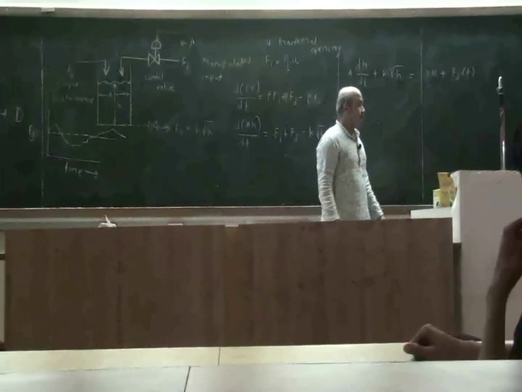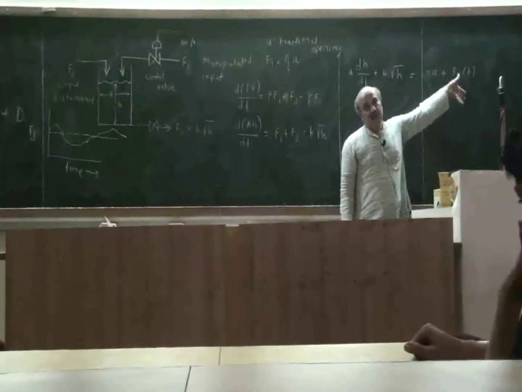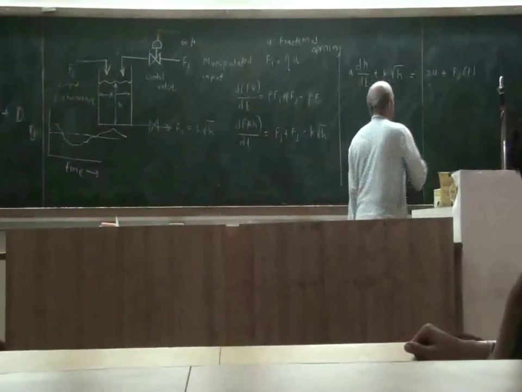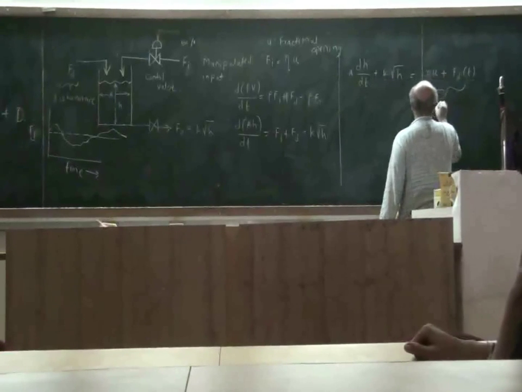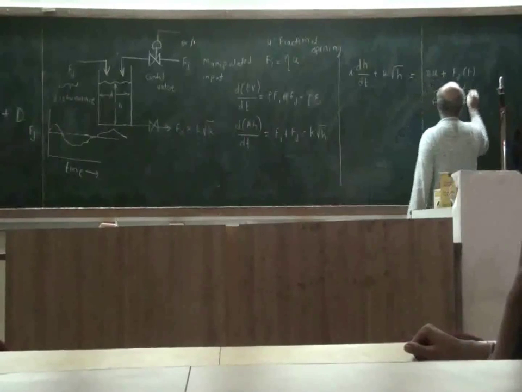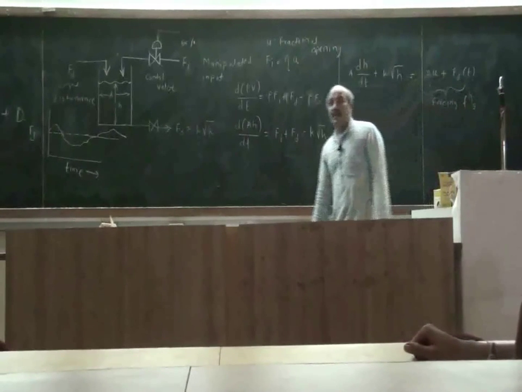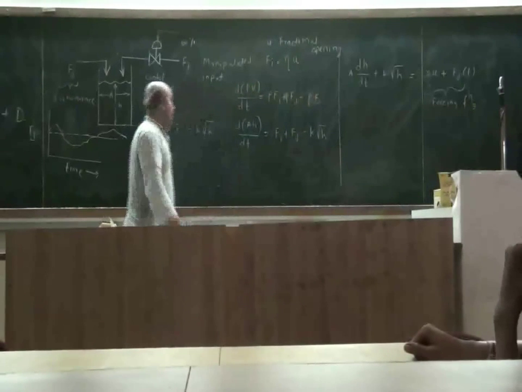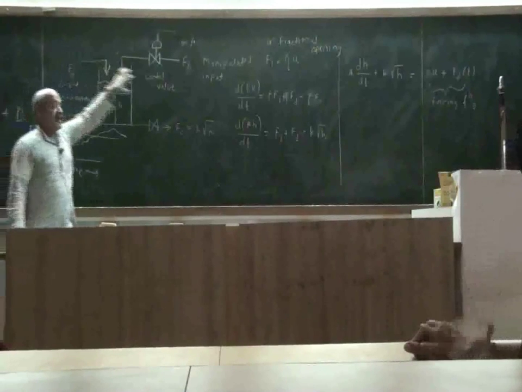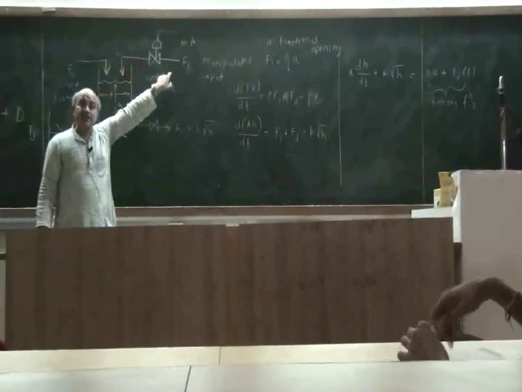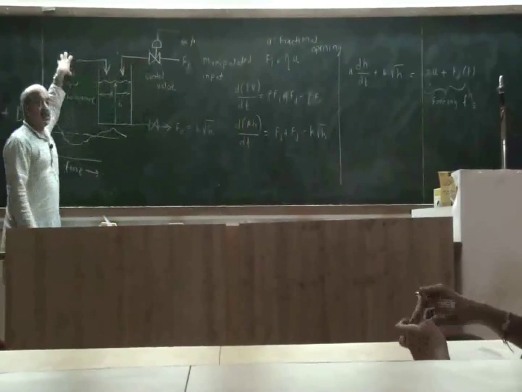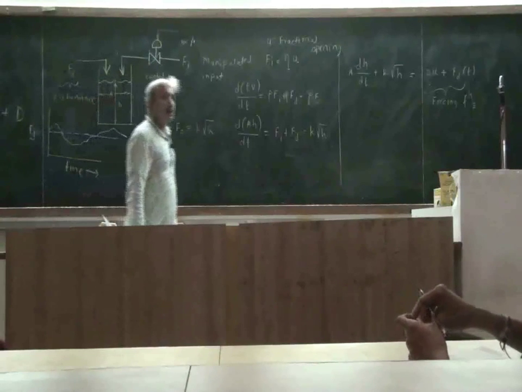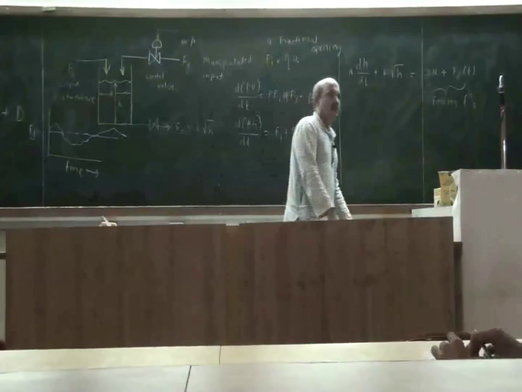On the right-hand side, in the math course, we call these forcing functions. In our context, these are inputs to my system. One of them I can manipulate, one of them I don't have control over. I cannot do anything about this flow. I can change this flow. So my task is to change this flow in such a way that the effect of the disturbance flow on level is nullified. Is that clear? Can you tell me what I said just now?